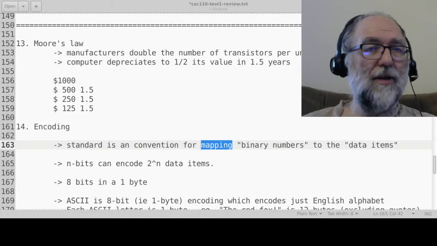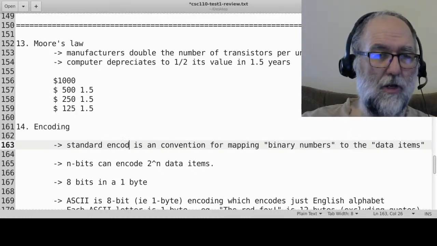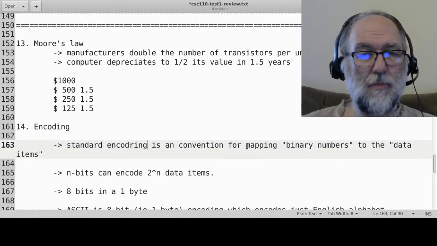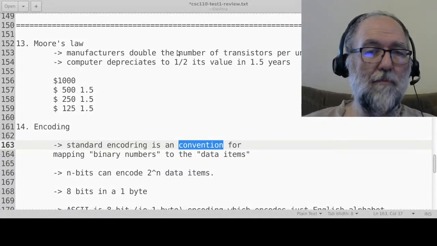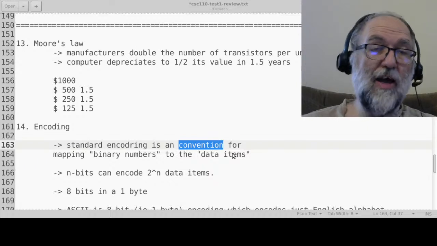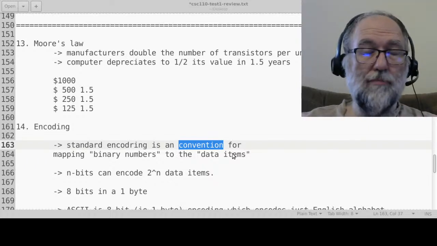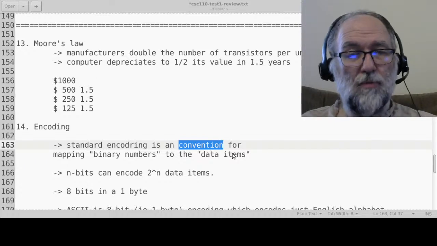Okay, so a standard, or maybe better, a standard encoding. What it is, it's basically a mapping. It's a convention for mapping from binary numbers to data items. A convention means that we all have to agree to it. All computers have to use the same convention, otherwise computers don't have interoperability.